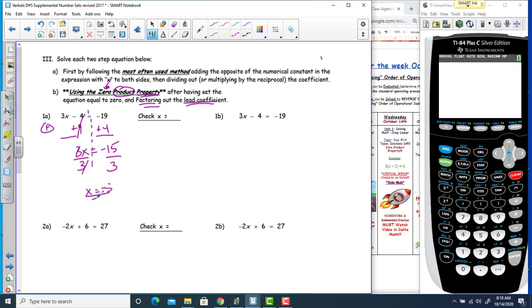And we can check our work. Is it true that 3 times negative 5 less 4 equals negative 19? You could just type the expression into your calculator and hit enter. And if you were to do that correctly, you are going to get negative 19 equals negative 19.